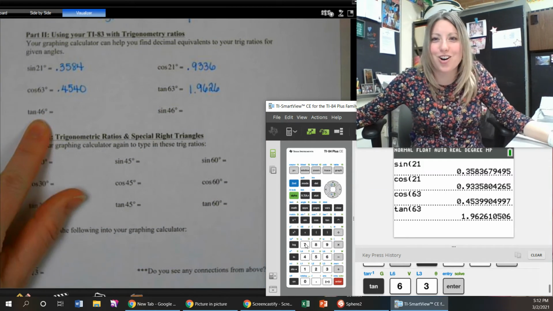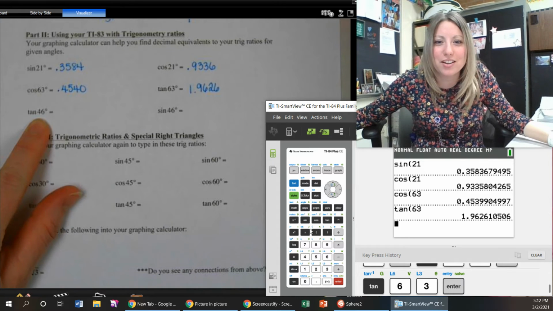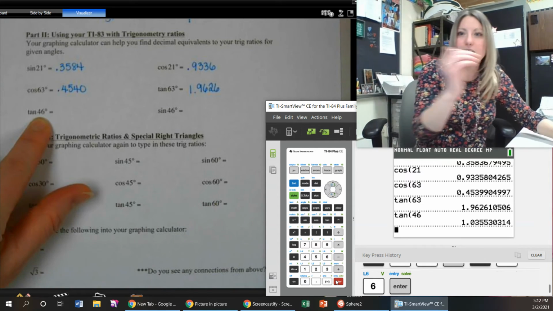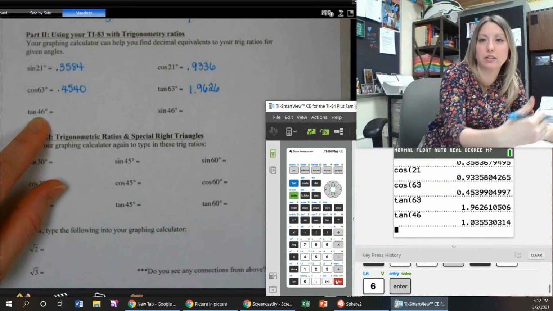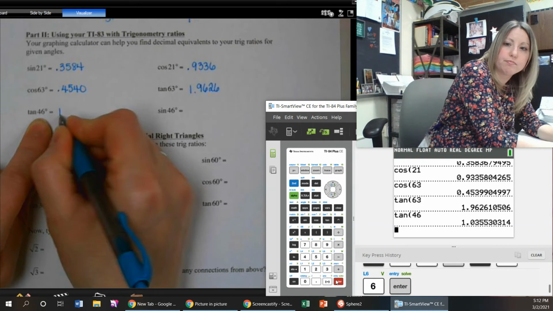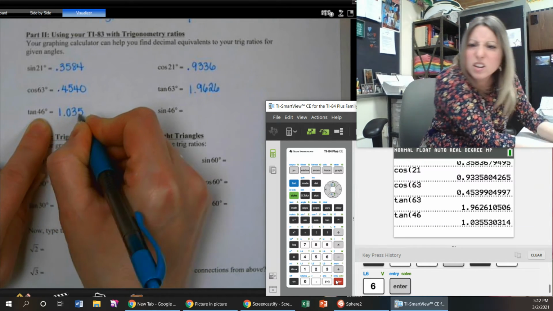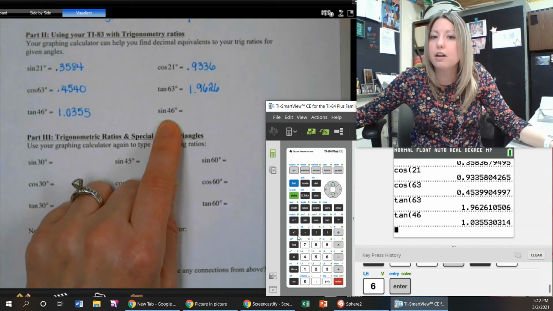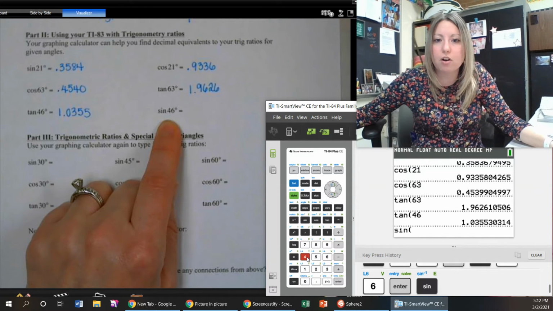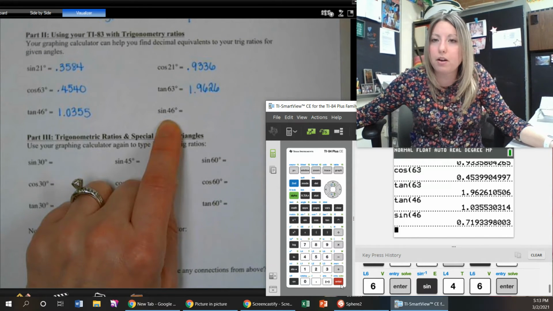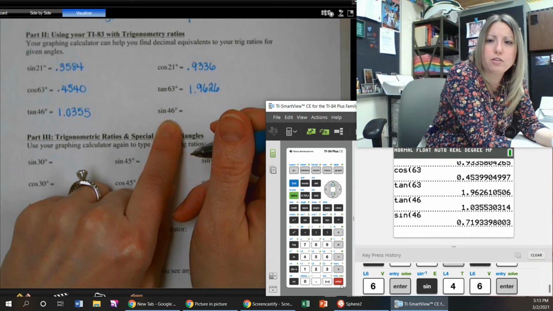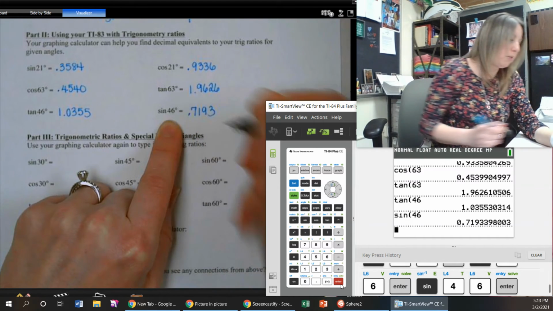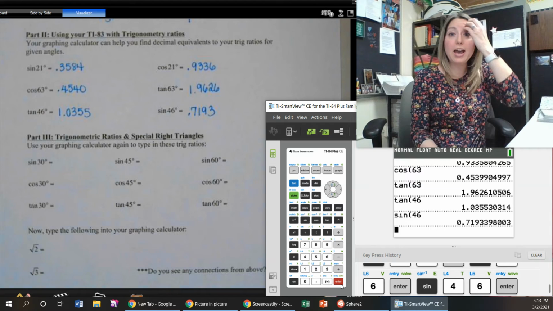Tangent of 46. Oh, I just mentioned that the tangent of 45 is 1. So we're going to see here that the tangent of 46 is going to be a value greater than 1 because the tangent of 45 is exactly equal to 1. And the sine of 46, not going to be greater than 1 because sine and cosine are never going to be greater than 1. Okay, so 0.7193. There we go.